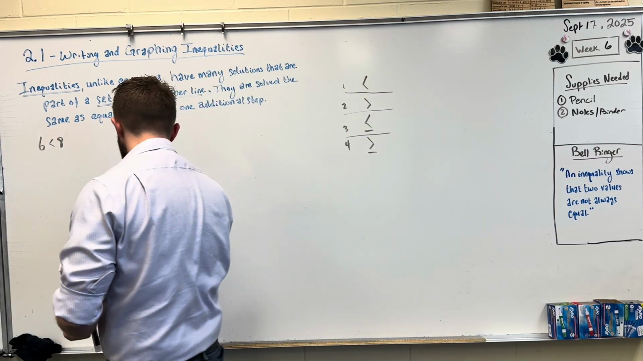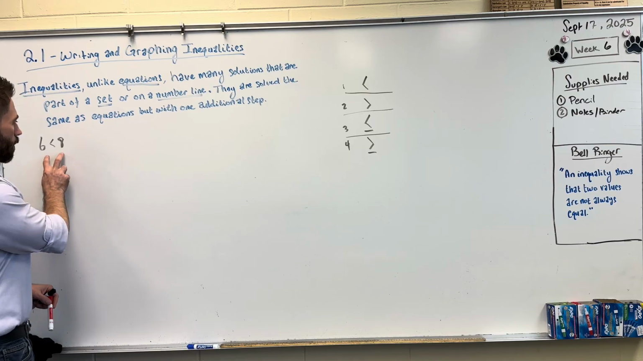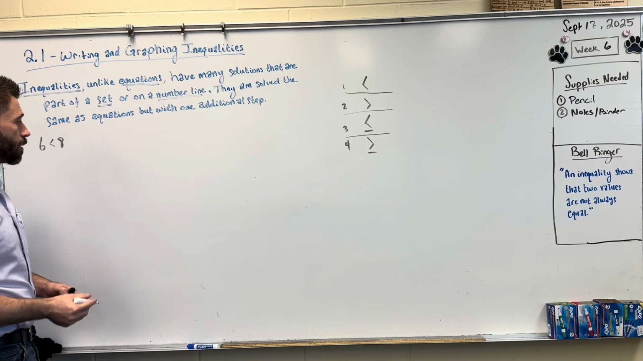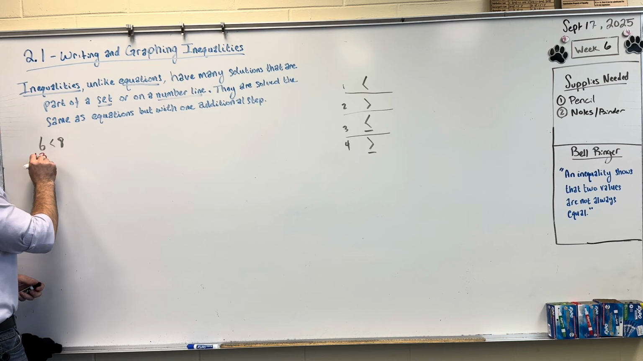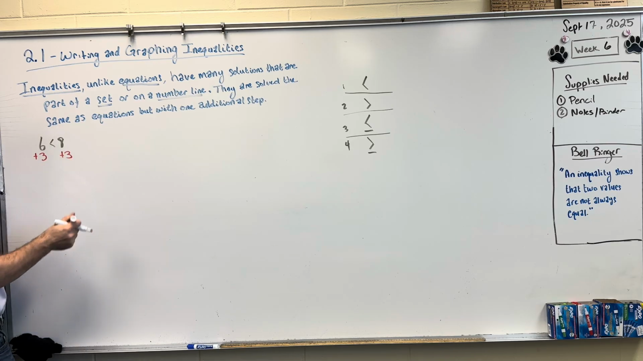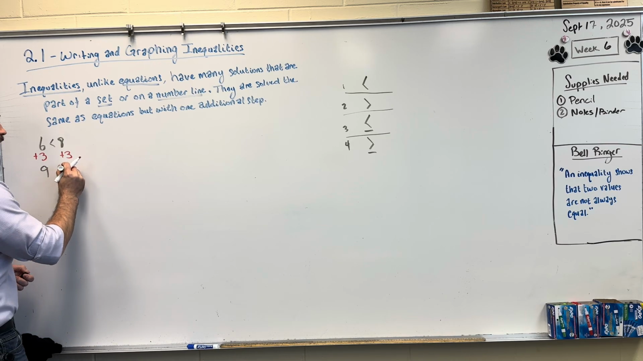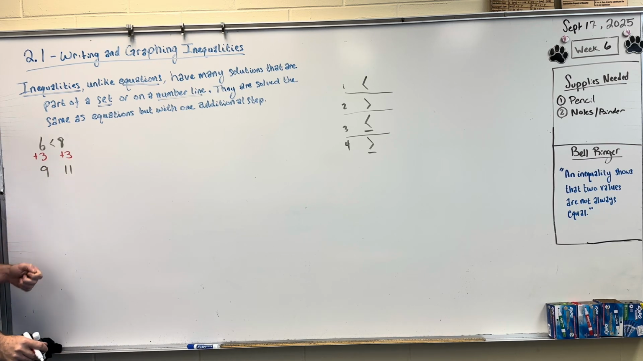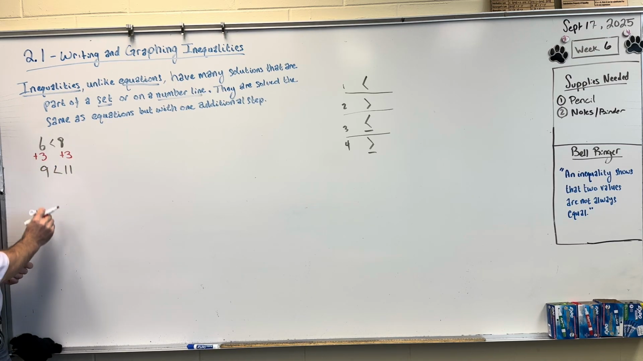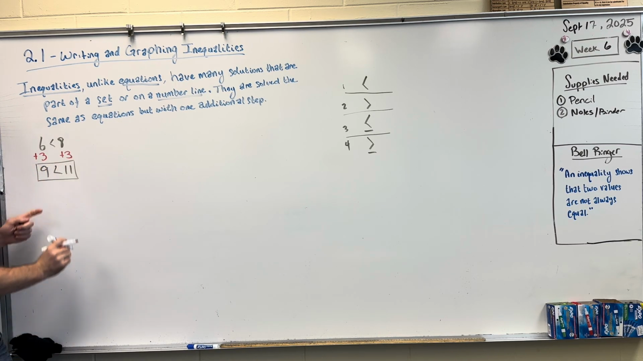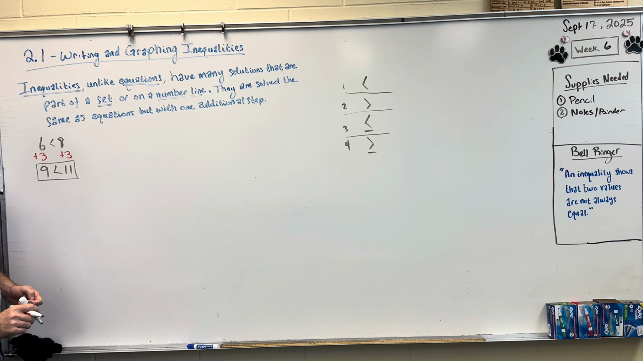But with the 6 to 8, let's start playing around a little bit with this. So with 6 is less than 8, let's pick a number and add it to both of them. Let's add 3. Okay, so if I add 3, I have a 9 and an 11. Now which one's greater? The 11. So what we're looking at is the symbol did not change. The inequality symbol is still opening to the right.